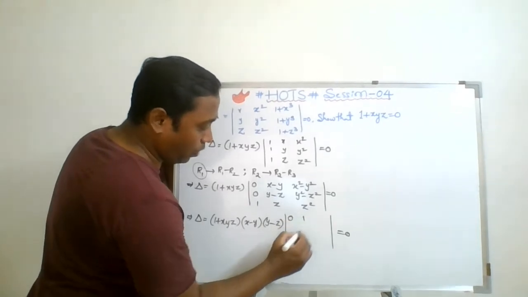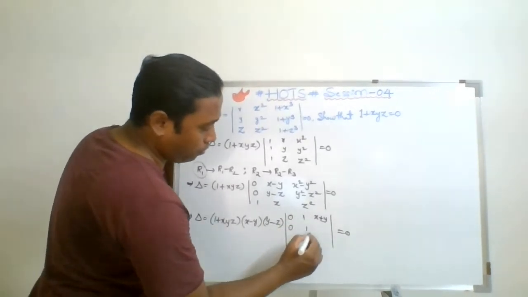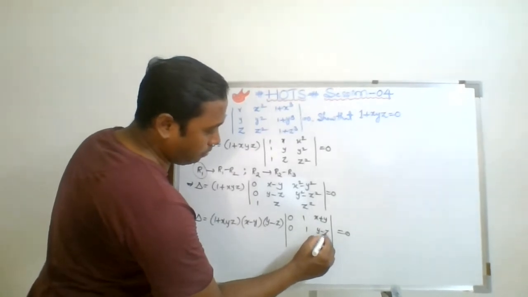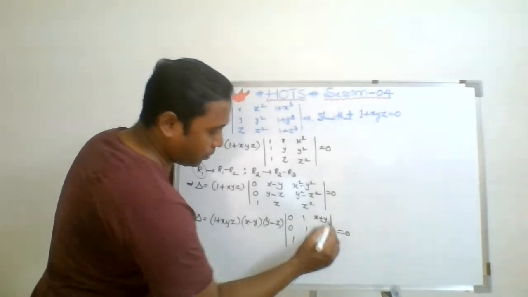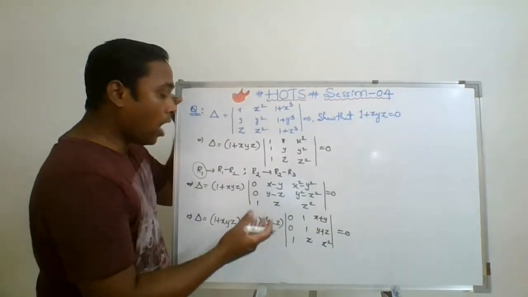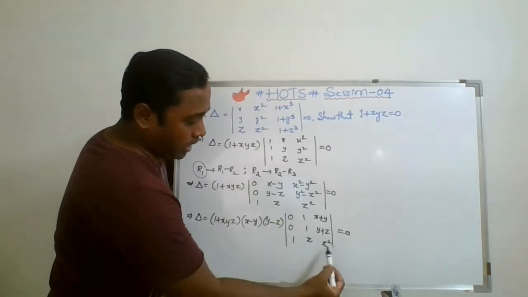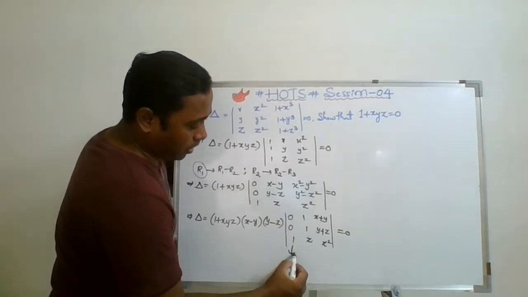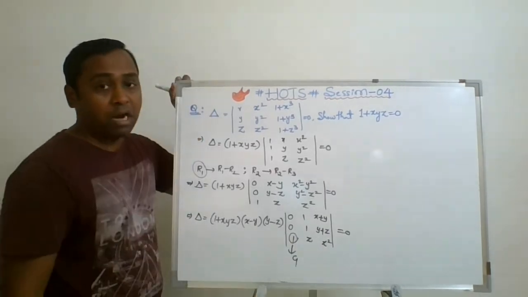We are left with x plus y, y plus z, and z and z square. Nothing else. Now the only step left is what? Open this determinant with the help of C1. I am expanding the value of this determinant with the help of C1.